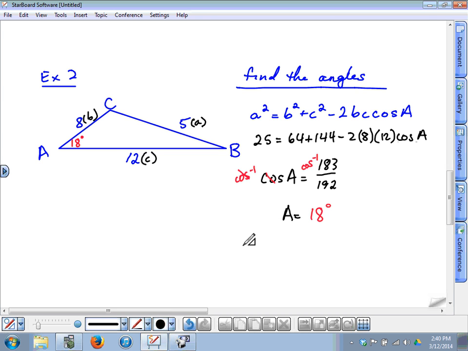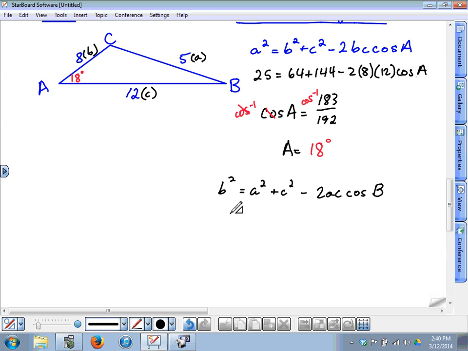Now we choose another one. Let's go for angle B here. So to find angle B, we're going to use another version of the law of cosines. It's going to be B squared equals A squared plus C squared minus 2AC times the cosine of B. So this is going to be 64 equals 25 plus 144 minus 2 times 5 times 12 times the cosine of B.